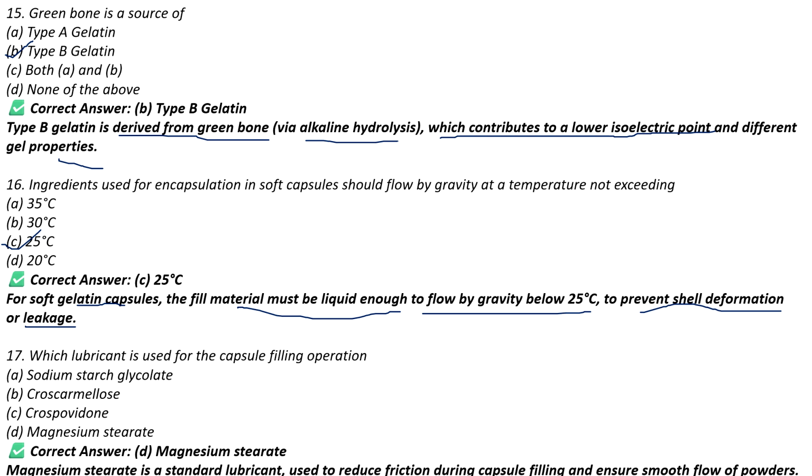Moving on to the next question, which lubricant is used for the capsule filling operations? Options are sodium starch glycolate, croscarmellose, crospovidone, magnesium stearate. So the magnesium stearate is a standard lubricant that has been used to reduce the friction during the capsule filling and to ensure the smooth flow of the powders. So we can say option D, that is magnesium stearate, is the right answer for this question.